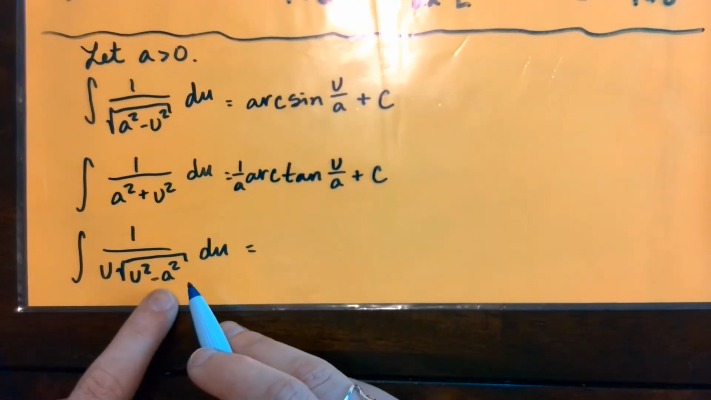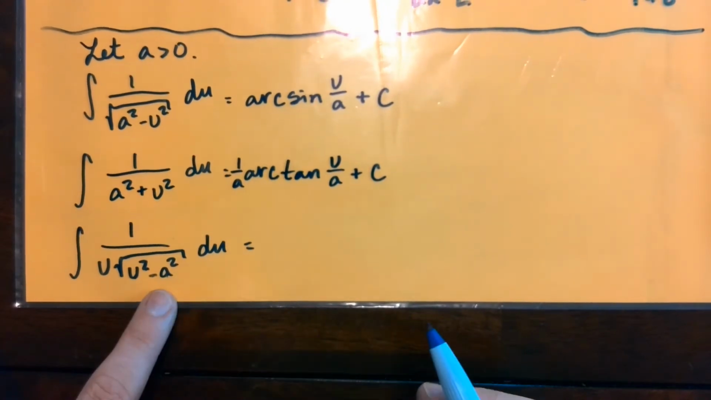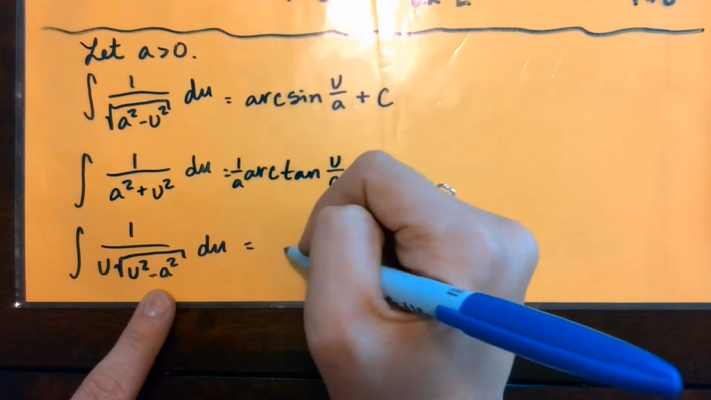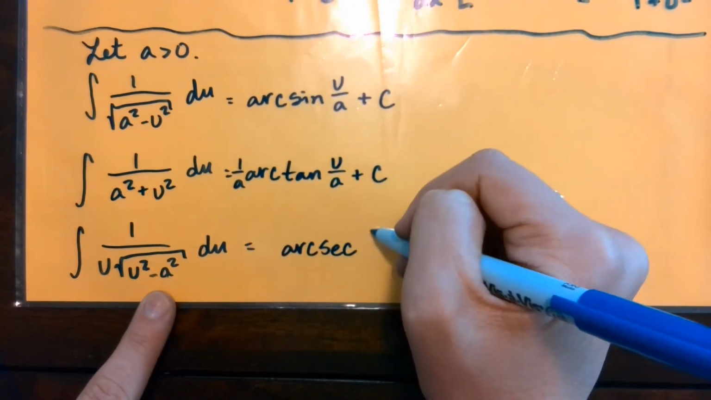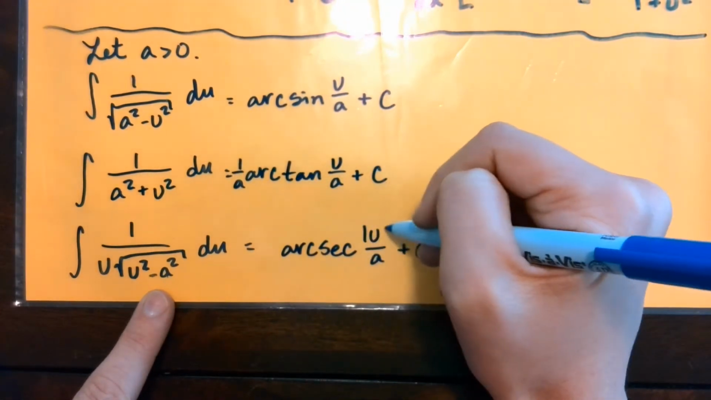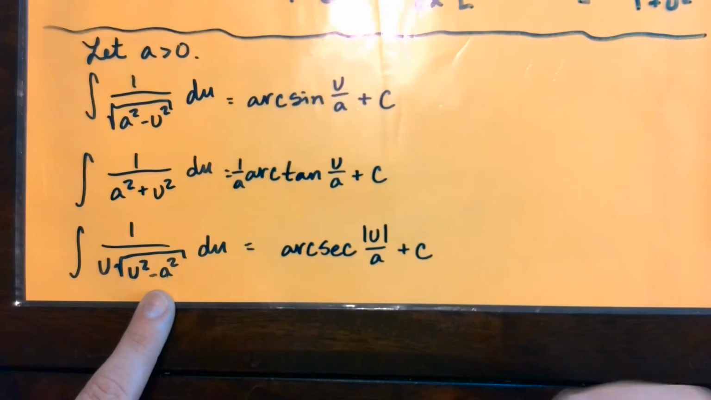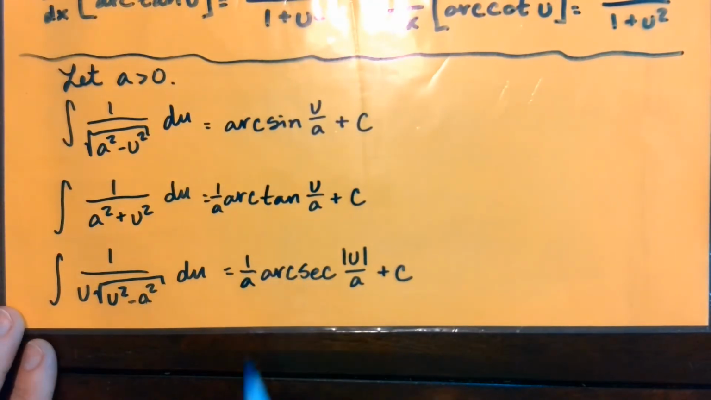And then again, having that a squared instead of the 1 squared, that happens with the integrals. Okay, so this is going to end up being arc secant. We're going to have our u over a like these other two, but the u is going to be an absolute value. And then we're also going to have the 1 over a out front like we did with arc tangent.